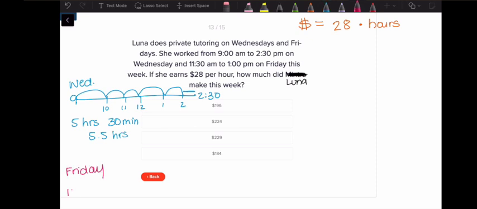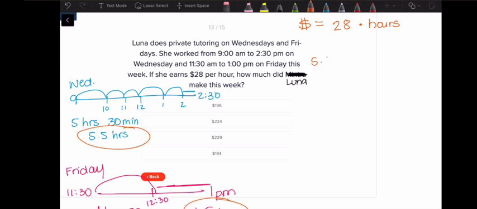Now let's see on Friday. So on Friday, she worked from 11:30 until 1 p.m. So 11:30 to 12:30 is 1 hour, and then there's another extra half hour there. So she worked 1 hour and 30 minutes, which is equivalent to 1.5 hours. Now, to know how many hours she worked for the week, I'm going to add 5.5 plus 1.5. 5.5 from Wednesday plus 1.5 from Friday is going to leave me with 0, carry the 1. 6 plus 1 is 7. So she worked a total of 7 hours, and that's what I'm going to plug in here.